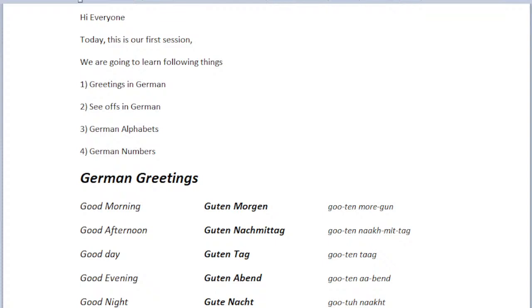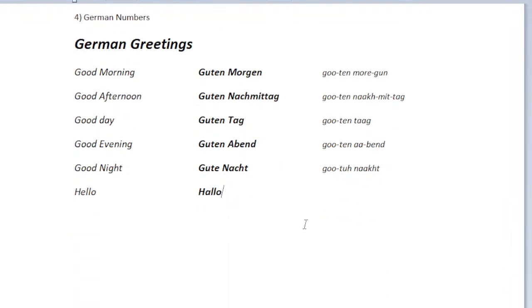Another way to say hello is hallo. Another way of saying hello is moin moin. Moin moin is another way to say good morning or hello. Generally, the youth in Germany use hi or hey sort of greetings.